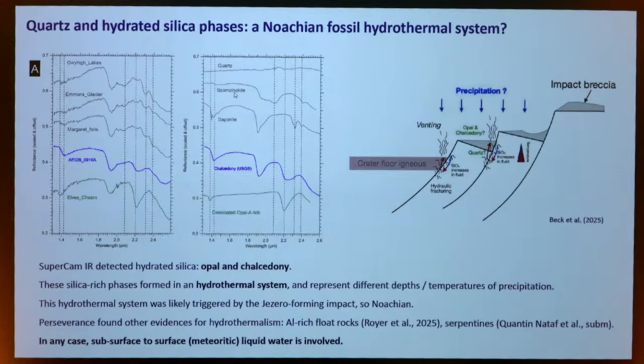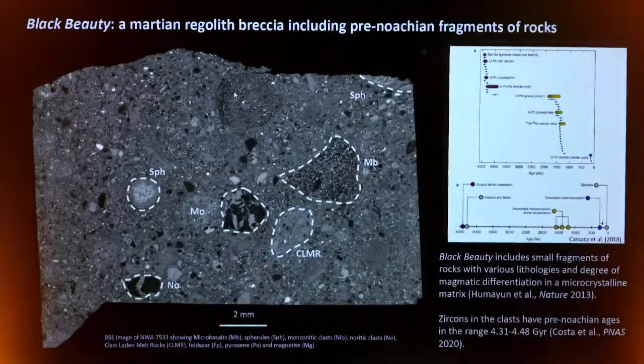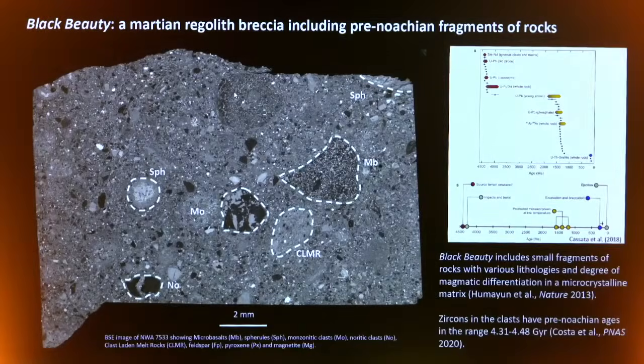And what is interesting is that Perseverance found other evidences for hydrothermalism, or at least it was interpreted as due to fluid interaction, like the aluminium-rich float rocks described in a paper by Royer et al., but also serpentine described yesterday by Cathy. In any case, for all these rocks, we need subsurface to surface meteoritic or liquid water to form these minerals. So now let's go to Black Beauty.